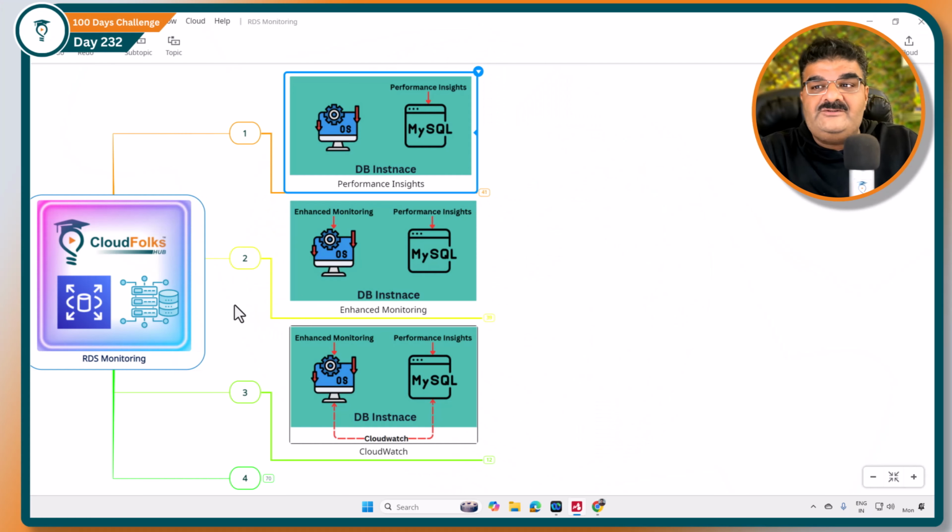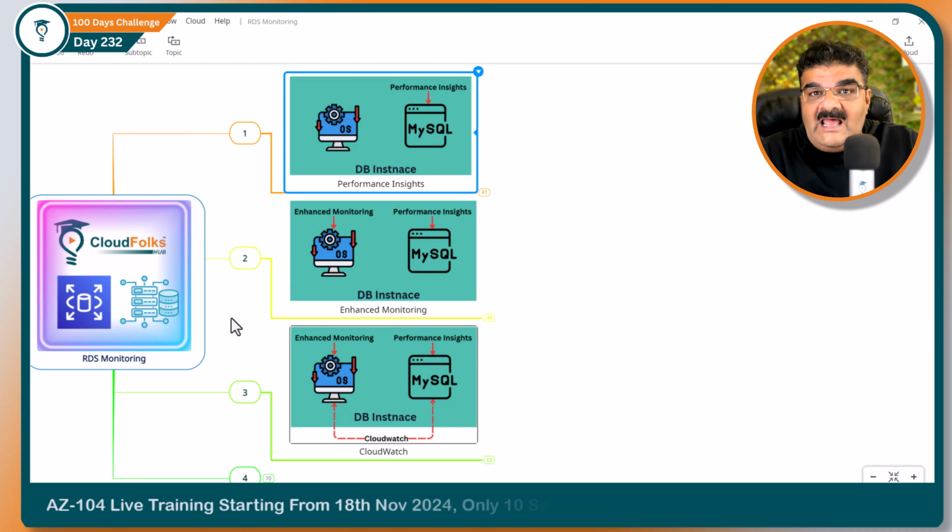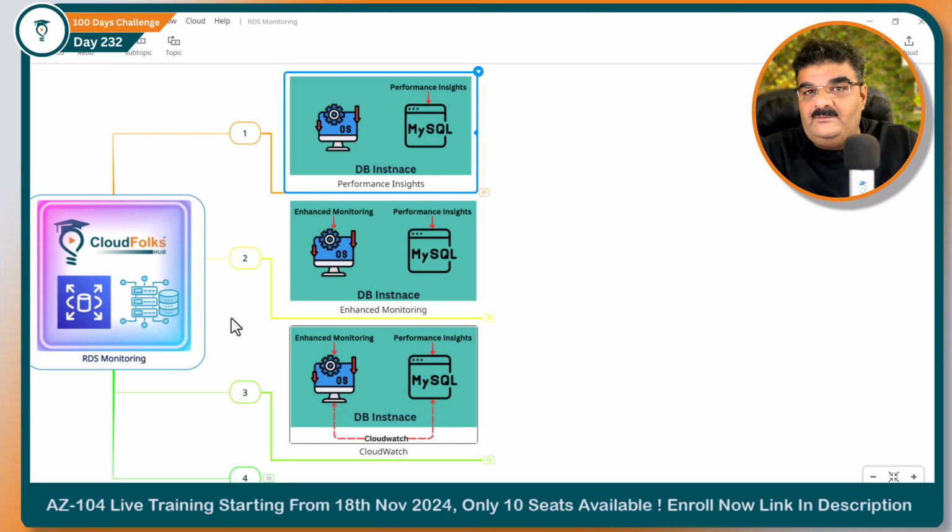First of all, I want to tell you that CloudWatch is the AWS monitoring tool. We are using CloudWatch to monitor any components of AWS. For example, if I want to monitor my EC2 instance, my application load balancer or network load balancer, or my auto scaling group, to monitor any component, we are using CloudWatch. In the same way, we can also monitor our RDS instance using CloudWatch. CloudWatch is a general monitoring tool in AWS.